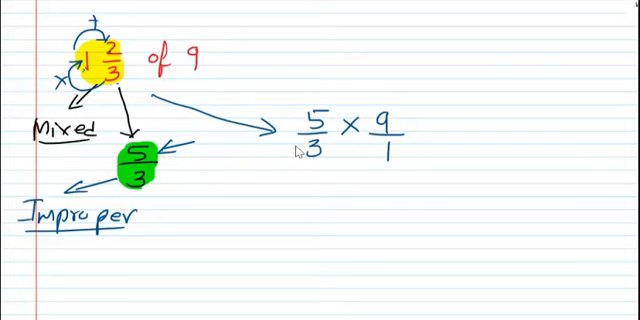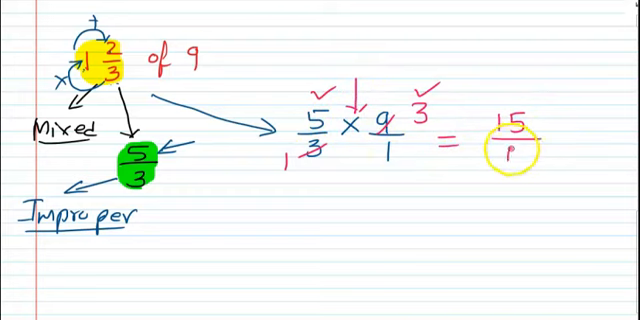So see here, 3 times 1 is 3 and 3 times 3 is 9. So what is left? 5 left, 3 left, multiplication sign in between. 5 times 3 is 15. And in the denominator, 1 left. So either you write 1 or you don't write 1. It hardly affects the fraction. Okay. Now, questions for you.